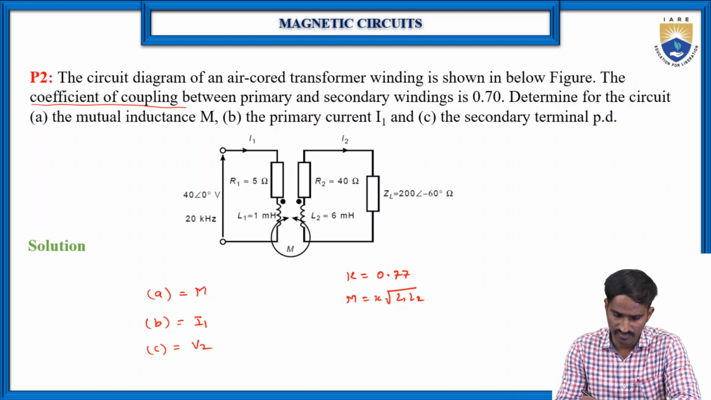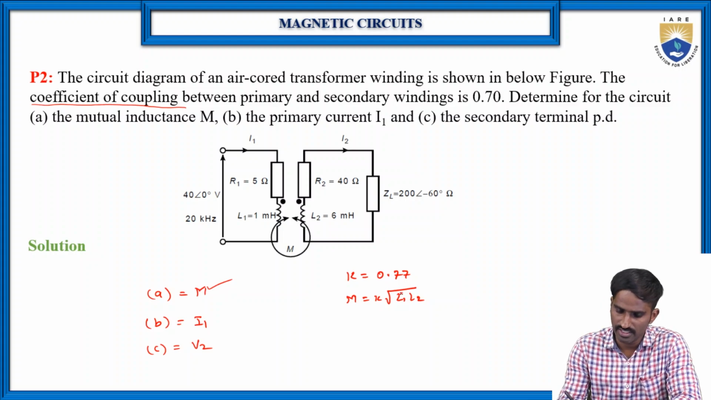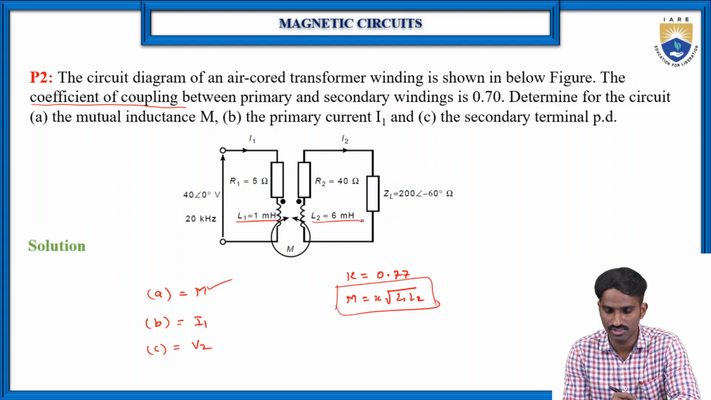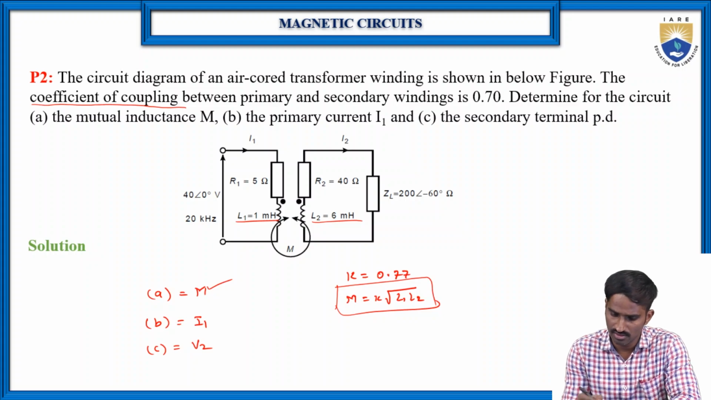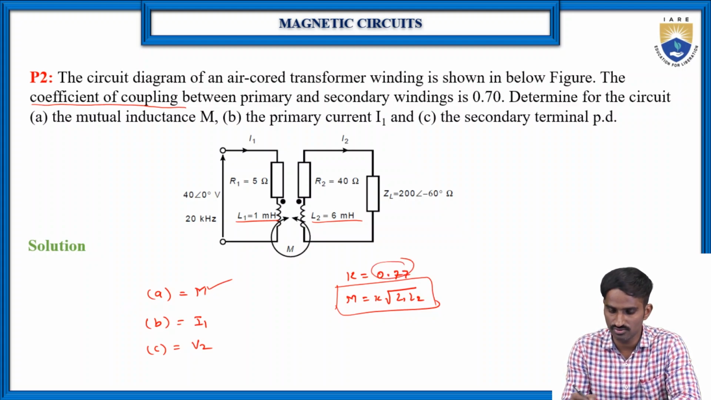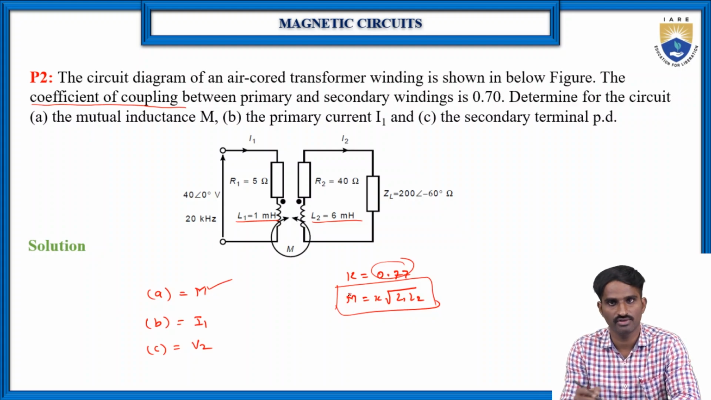First let us go with part A, which is the mutual inductance. Directly we know the equation for the mutual inductance in terms of the coefficient of coupling. L1 is given as 1 millihenry, and L2 is 6 millihenries, and K is 0.77. We just need to substitute all these values in this equation, then we can find the value of M, which is the mutual inductance.